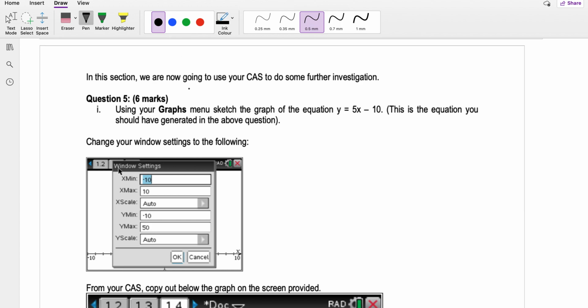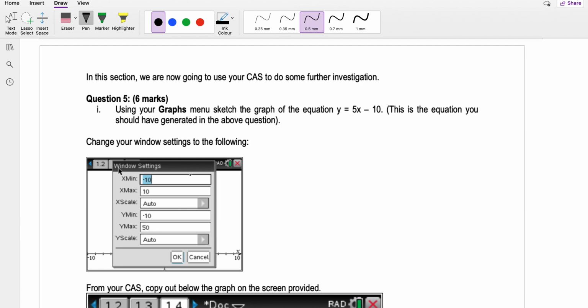In this section, we are now going to use your CAS to do some further investigation. Question 5. Using your graph menu, sketch the graph y equals 5x take away 10. This equation you should have generated in the above question, so they're even giving you the answer.